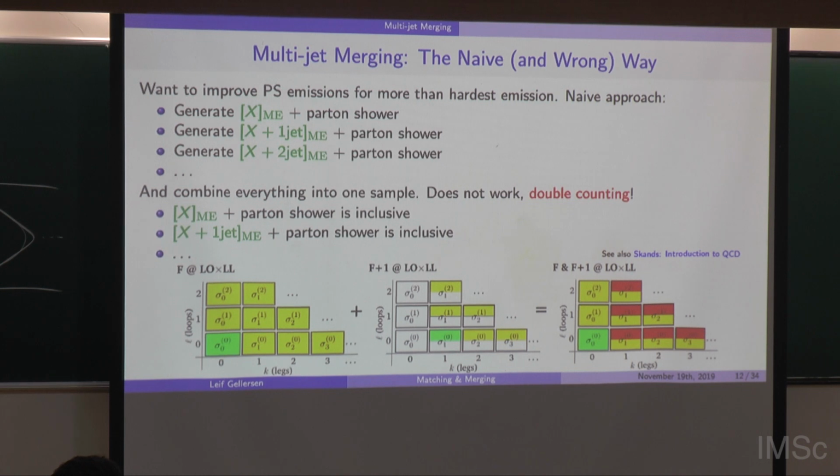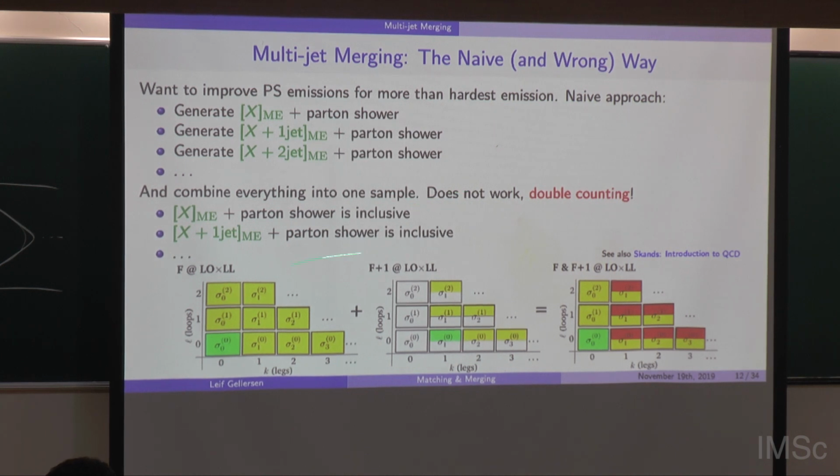So now we want to iterate this. We want to describe 1 jet precisely according to the fixed order term, but we also want to do that for a 2nd jet, a 3rd jet. So the naive and wrong way of doing this, I say wrong, is to just generate samples using MadGraph, for example, for a given process, process plus 1 jet, process plus 2 jets, attach a parton shower to each of them, and then just combine the samples. But this will not work because all these samples are inclusive. So we will end up double counting.